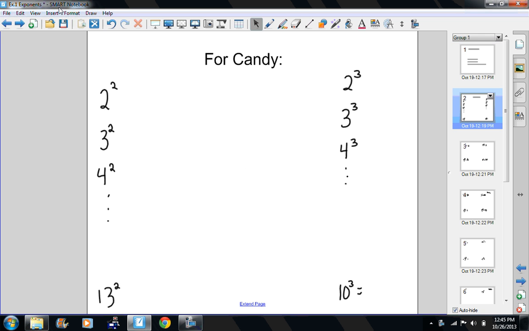So, for candy, if you bring these to me, I will give you a piece of candy. We need to know what the squareds and the cubes are up to a certain level without a calculator, because a calculator would actually make this take longer.